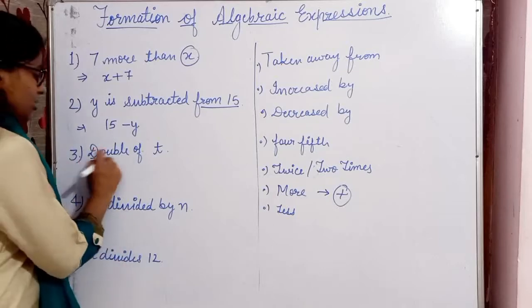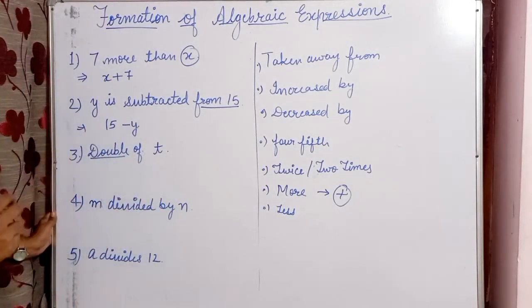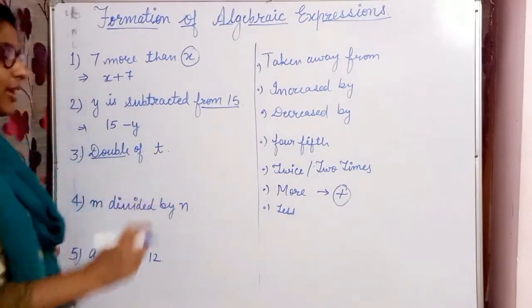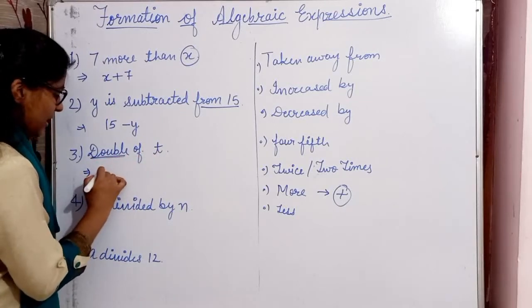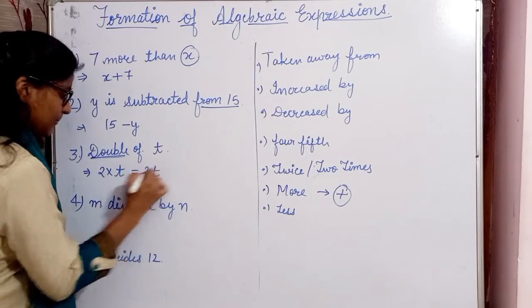Now, double of t. Double means just multiply by 2. When the question is asking double, we will multiply with 2. So 2 multiplied by t, that is 2t.